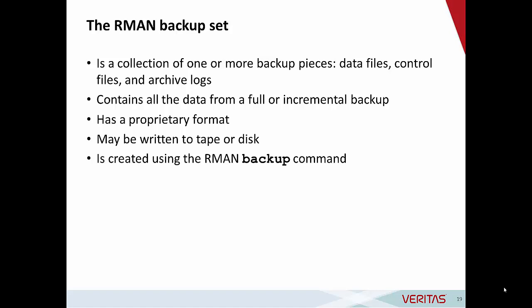An RMAN backup set is a collection of one or more backup pieces. Backup pieces contain components of the database that are being protected: data files, control files, and archive logs. Different types of database objects will always be part of different pieces within the backup set. And so a backup set will contain all of the data from a full or incremental backup, and it will be in an RMAN proprietary format. It'll be sent to NetBackup, where it may be written to tape or to disk, and this is all controlled by RMAN. The RMAN backup command is used to generate backup sets.